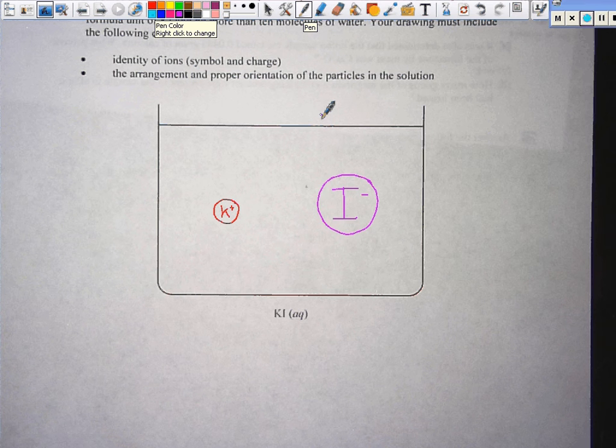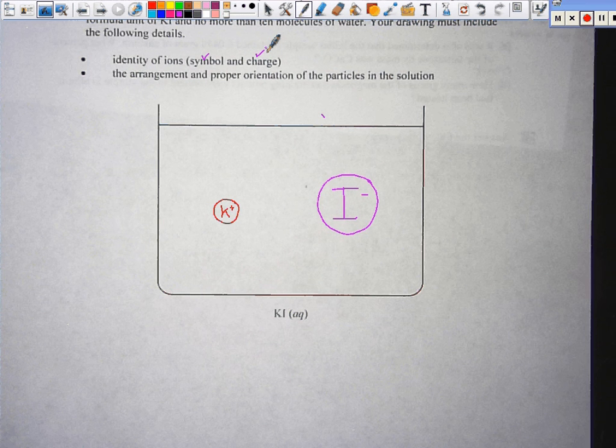Yes. Now, what did it say up there? It show at least how many formula units of KI? This is all we needed, right? Now we need to show the water molecules. This is where your intelligence has to kick in. We know that this is going to be surrounded by water, but how is it going to be surrounded by water?